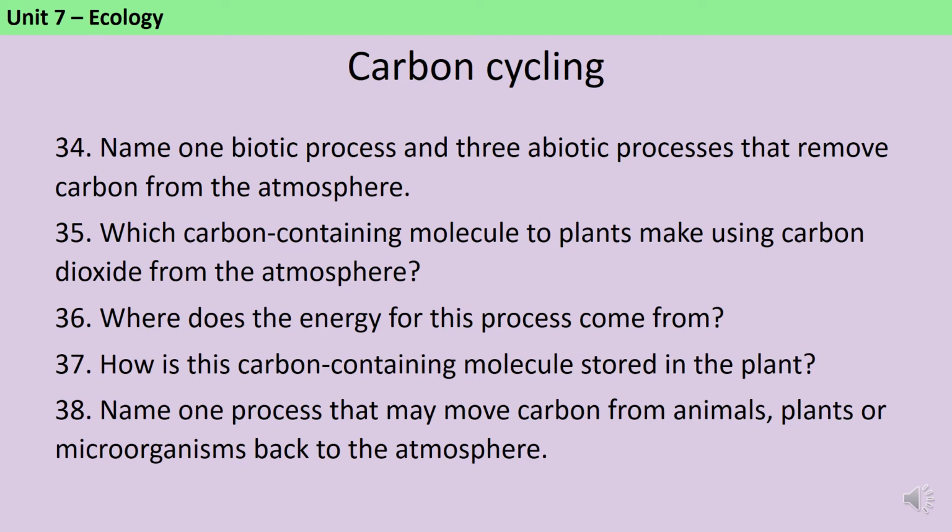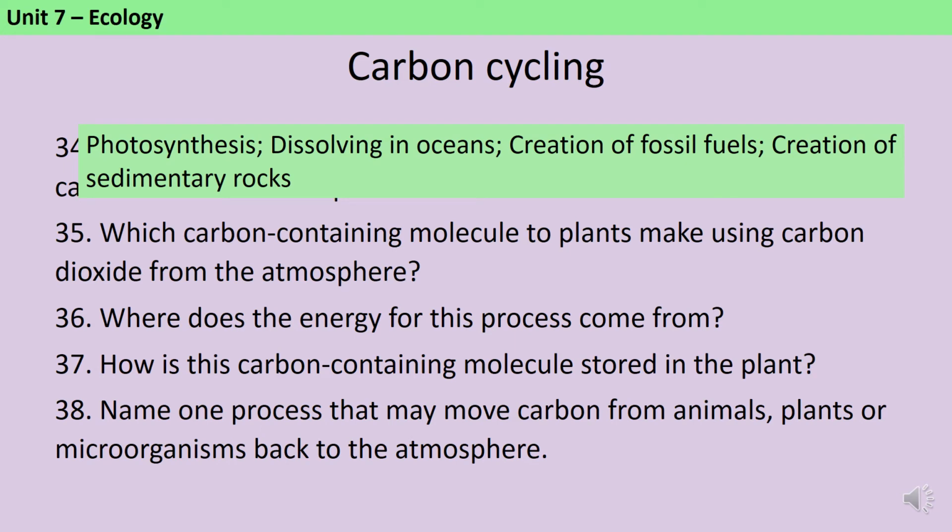Carbon can be removed from the atmosphere by photosynthesis, by green plants and algae, also by dissolving in the oceans, the creation of fossil fuels when both plants and animals over millions of years break down to make crude oil and coal and gas, and also the creation of sedimentary rocks. This happens mainly from carbonates which plankton have used to make their shells. The carbon-containing molecule that plants make using carbon dioxide from the atmosphere is, of course, glucose, and the energy for this process comes from sunlight, which is absorbed by the plant's chlorophyll in the chloroplasts.